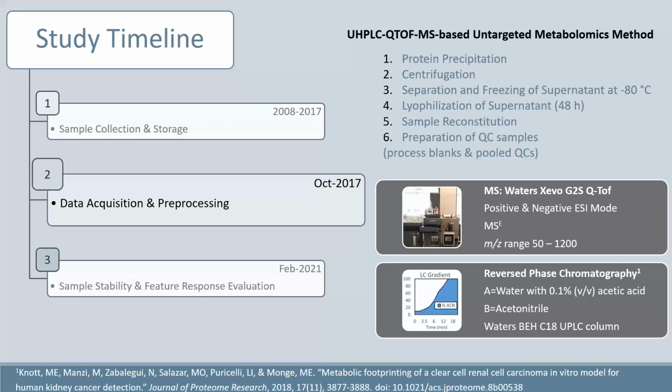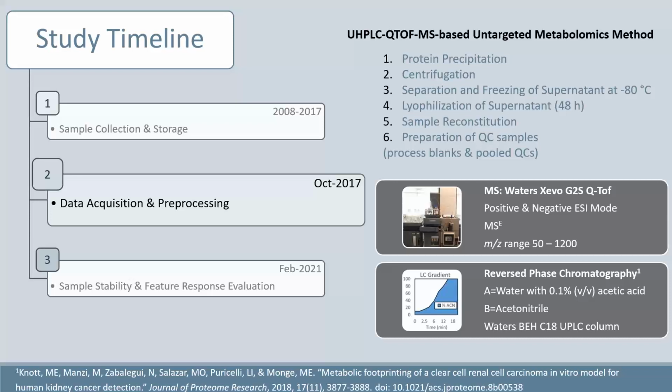Samples were analyzed with a Waters Xevo G2-S Q-TOF mass spectrometer, operated both in negative and positive ion mode in the m/z range between 50 and 1200. In this presentation, I will focus only on negative ion mode data. The reverse phase chromatographic method applied is the same method we used in the metabolic footprinting study that María Eugenia described earlier, in which we analyzed samples from in vitro models and from human serum.